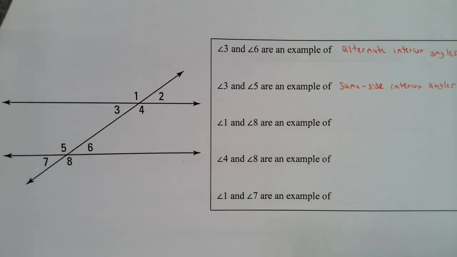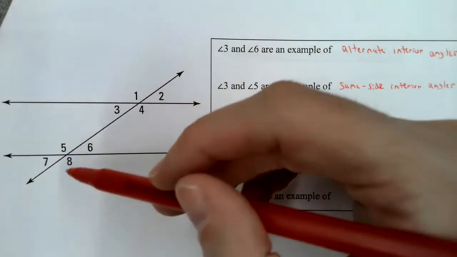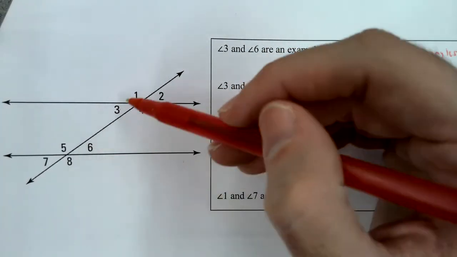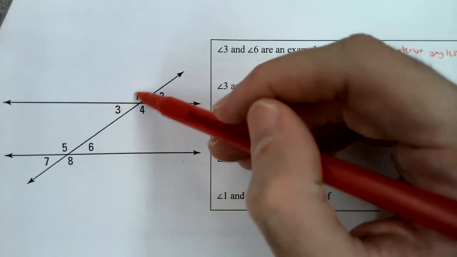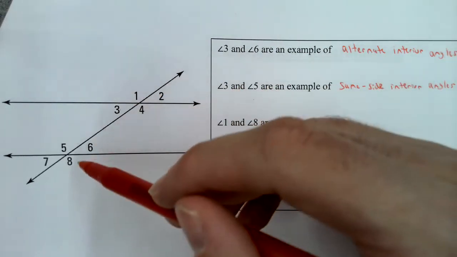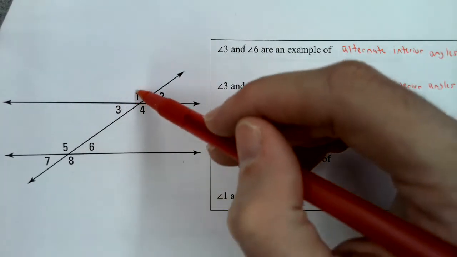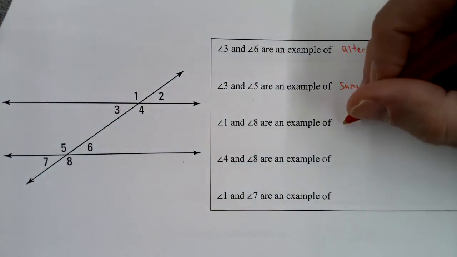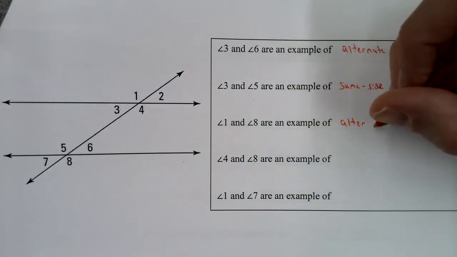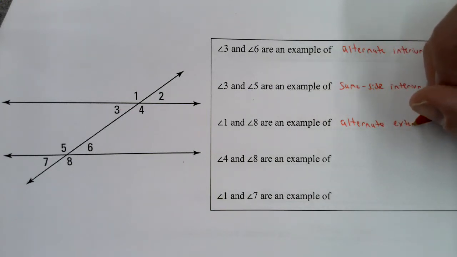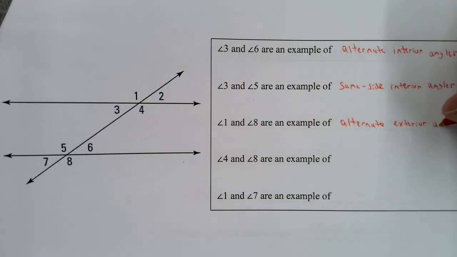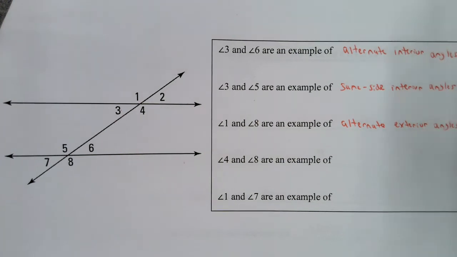Example, angle 1 and angle 8. Those are outside the two lines being intersected, and they are on opposite sides of the transversal. So those are called alternate exterior angles.